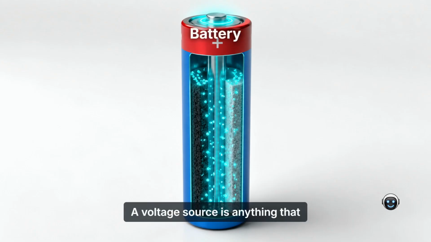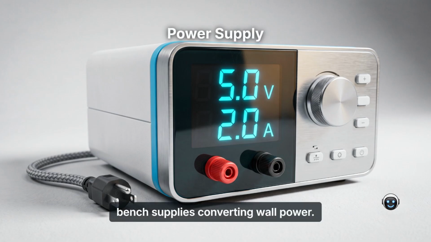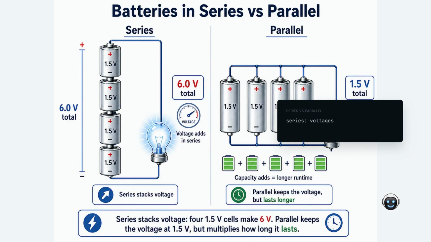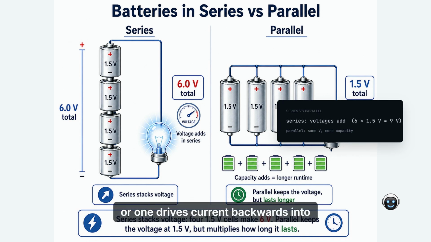A voltage source is anything that holds that push steady across its terminals. The battery is the familiar one, chemistry separating charge. But there are others: generators using magnetism, solar cells using light, bench supplies converting wall power. Different mechanisms, same job. Batteries combine 2 ways. In series, end to end, their voltages add. That's how a 9-volt battery is really 6 small cells stacked inside. In parallel, side by side, the voltage stays the same, but they last longer and supply more current. One rule: only parallel cells of equal voltage, or one drives current backwards into the other.